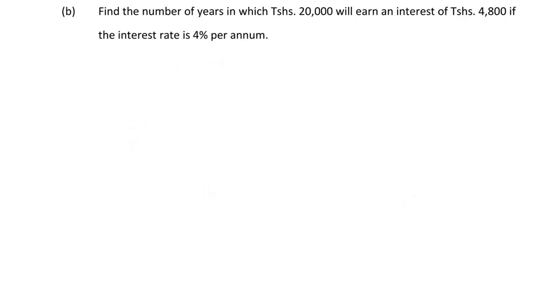Part B of the question, find the number of years in which Tanzania shillings 20,000 will earn an interest of Tanzania shillings 4,800 if the interest rate is 4% per annum. Okay, so this is a simple interest problem. First, let us consider the simple interest formula, which says I equals PRT over 100, where I is the interest amount which we've been given as 4,800. P is the amount invested, given as 20,000. R is the interest rate, given as 4%. And T is the total number of years for the investment.